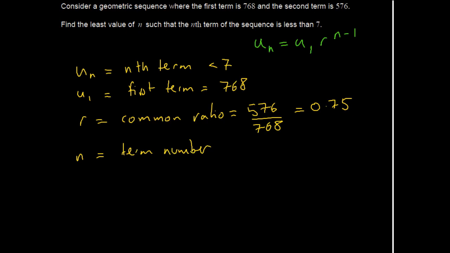Okay, so we're going to substitute these values in here, and then we'll do a bit of algebra to work out what n is. So I'm just going to work out what n is first of all when un is equal to 7, so ignore the fact this has to be less than, and then later we'll round it off to the nearest integer. So I'm going to set 7 equal to 768 multiplied by 0.75 to the power of n minus 1. Now I can divide both sides by 768 and write that round the other way. So 0.75 to the power of n minus 1 is equal to 7 over 768.